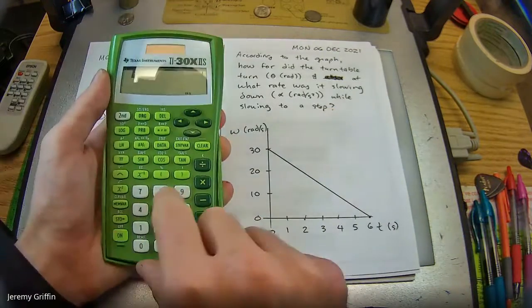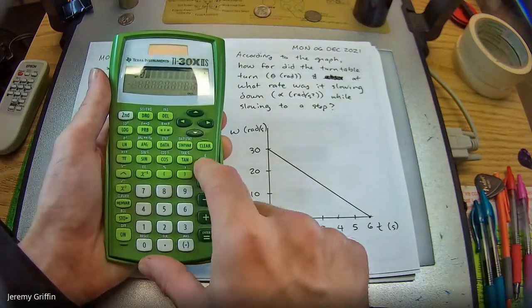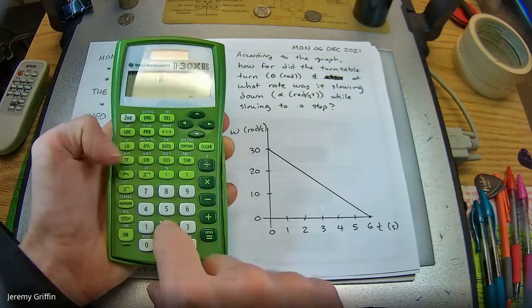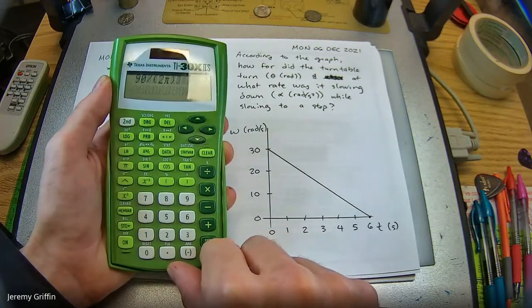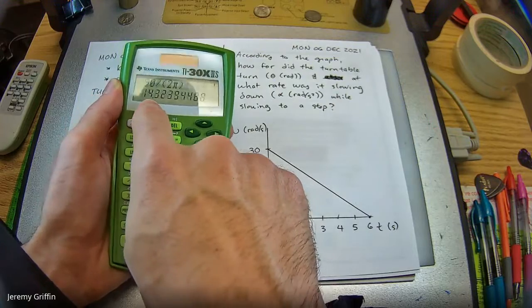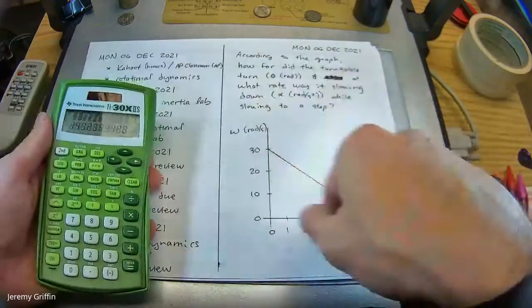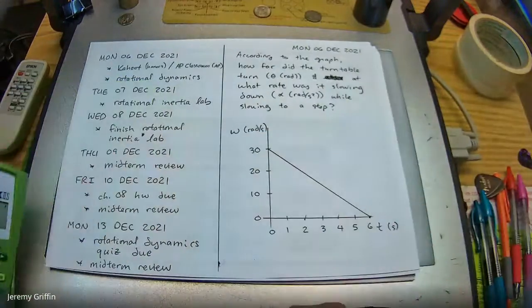How many revolutions is that? 90 radians, I'd have to divide by what? 2 pi, because there are 2 pi radians per revolution. That's about 14.3 revolutions. So this thing spun around like 14 times.